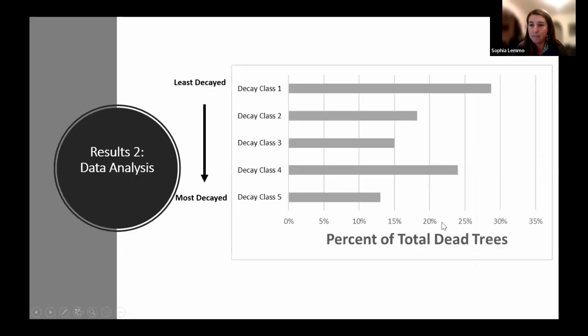And in terms of how many of these decay classes I saw in the landscape, I observed the most decay class 1 trees, followed by decay class 4. So this kind of represents that pulse of mortality during and following the drought up here.